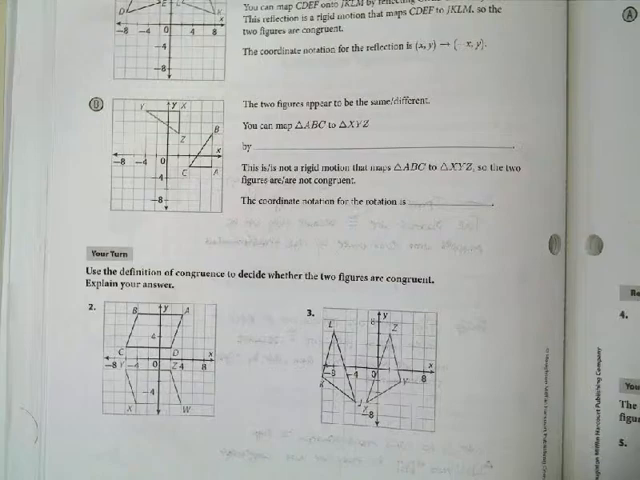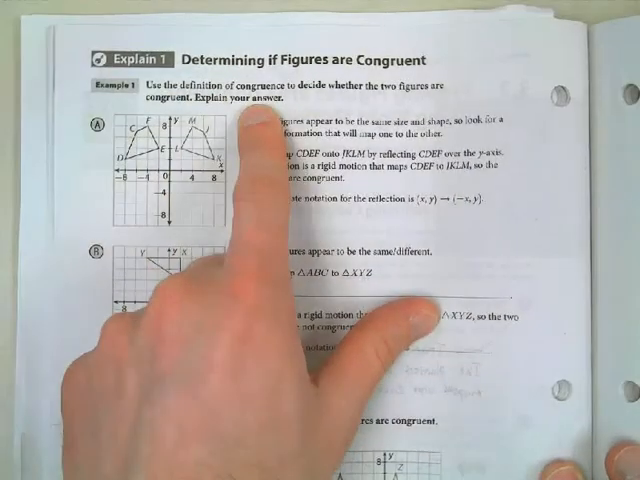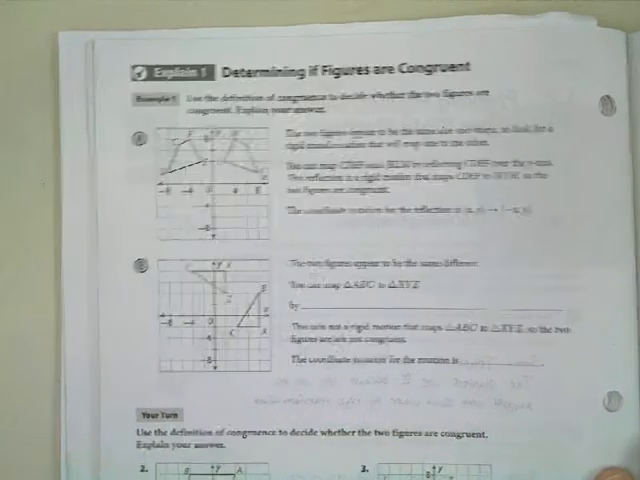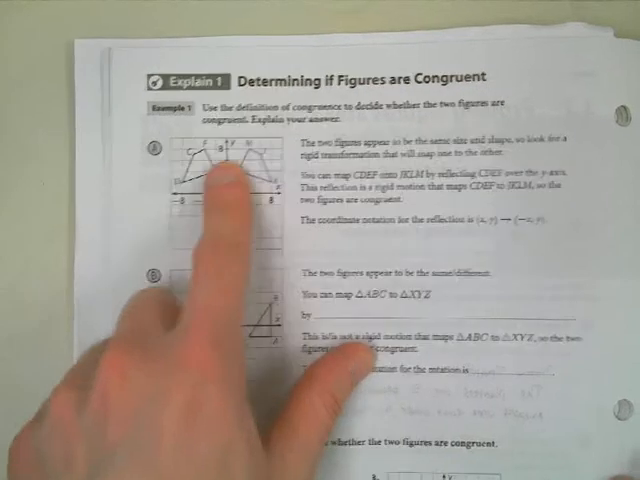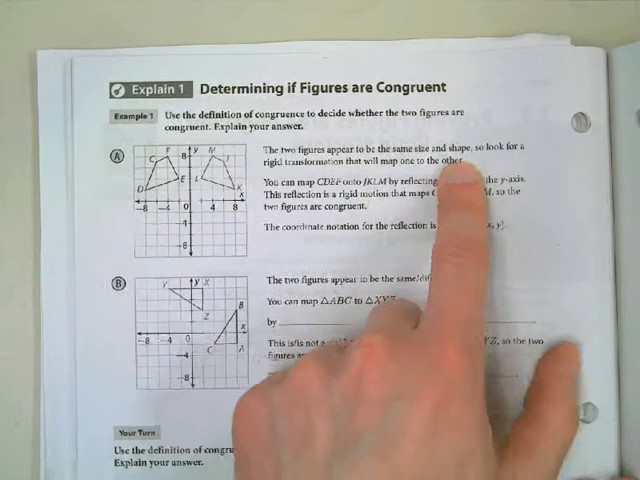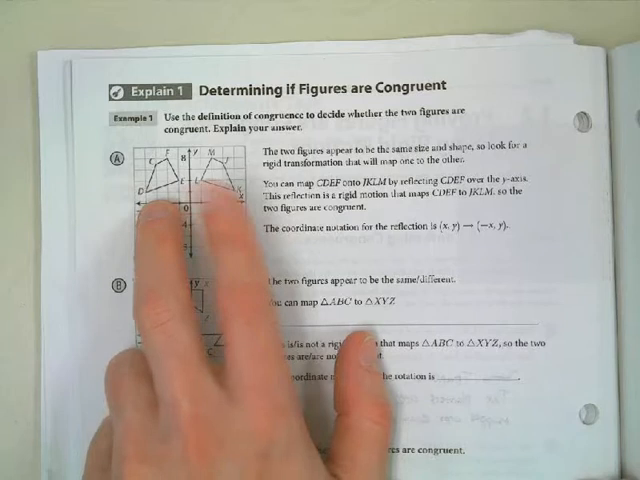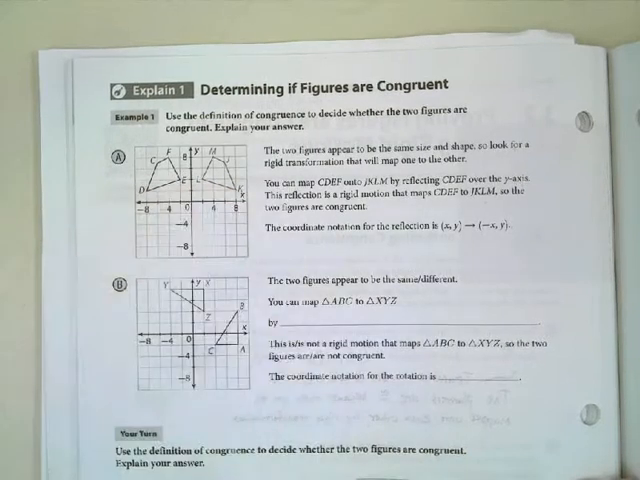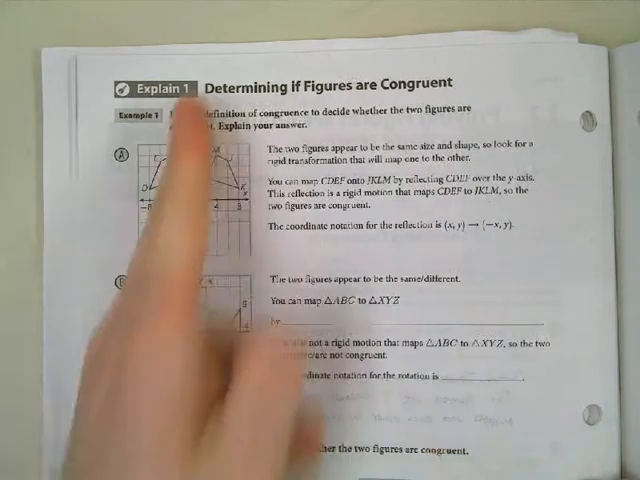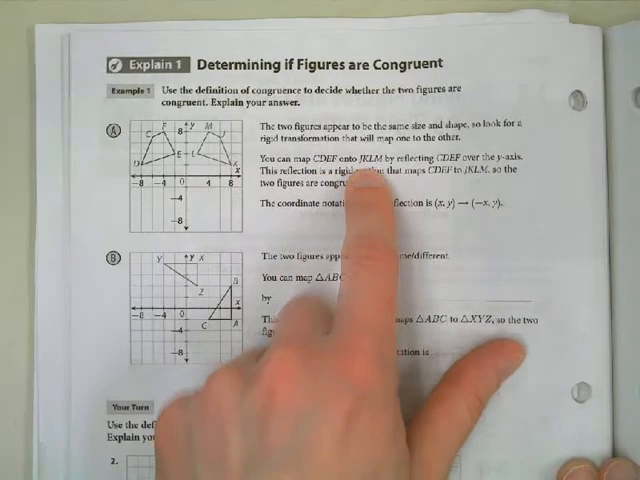If you look at these two shapes, here's the answer for us. The two figures appear to be the same size and shape, so look for a rigid transformation that will map one to the other. What kind of rigid transformation would map one of these to the other? It's a reflection. Specifically over what? Over the y-axis, exactly right. Since we can map CDEF onto JKLM by reflecting CDEF over the y-axis, that reflection is a rigid motion, so the two figures are congruent. The coordinate notation for that reflection is (x, y) arrow (negative x, y), just changing the x-coordinate to its opposite.